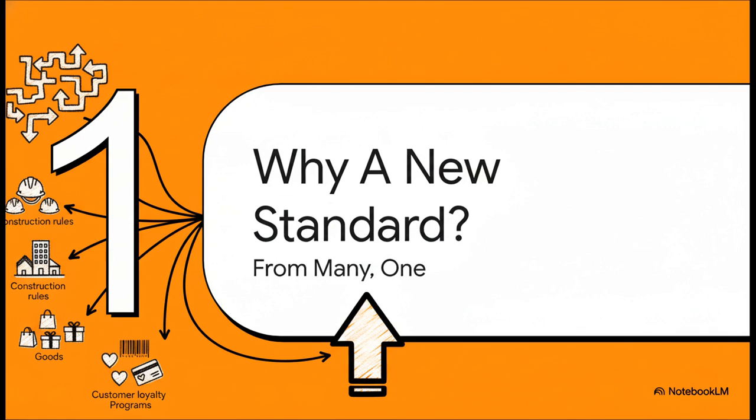So why the big change in the first place? Well, before IFRS 15, things were a bit of a mess. Recognizing revenue was like navigating a maze. You had different rules for construction, different rules for selling goods, even separate little rules for things like customer loyalty programs. It was complex and, honestly, pretty inconsistent.